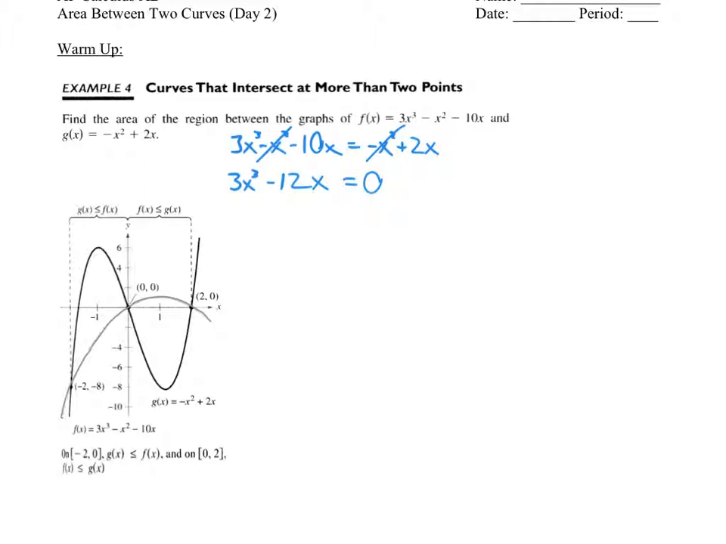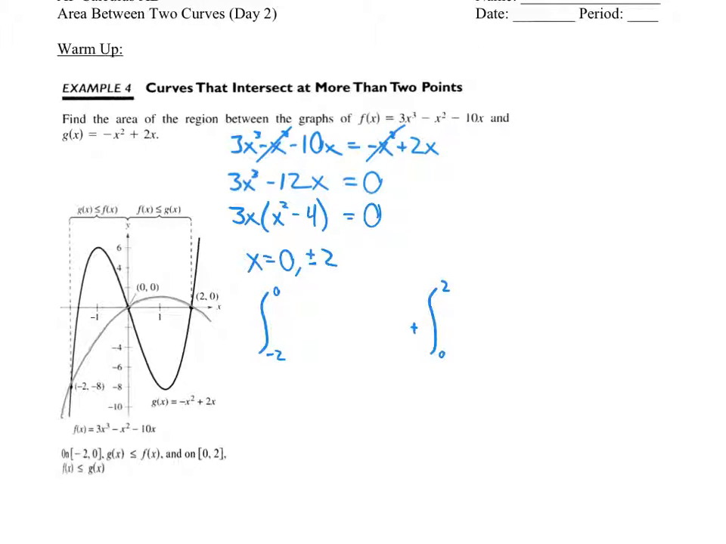So we factor this one out. 3x times x squared minus 4. So x has to be 0 or plus or minus 2. So at this point, we know we're going to be taking an integral from negative 2 to 0, and then we're going to add the integral from 0 to positive 2. The question is, which one is bigger in each of those intervals?